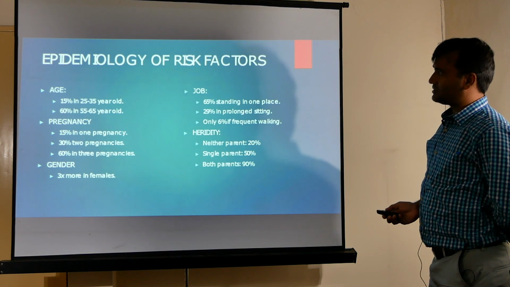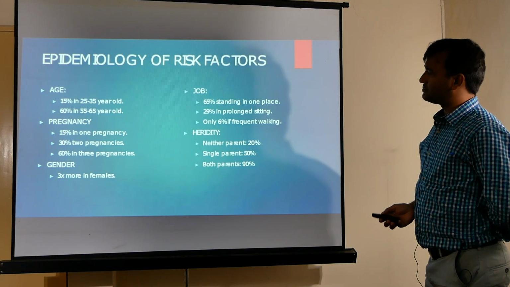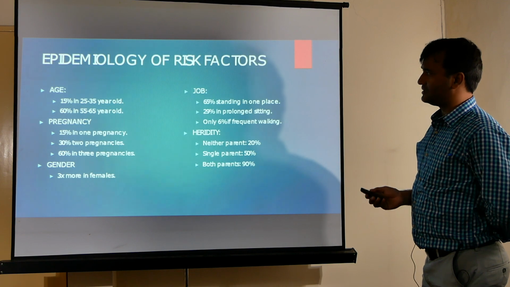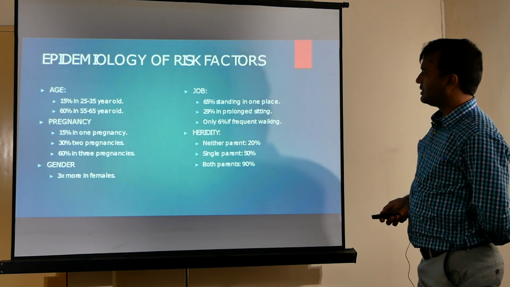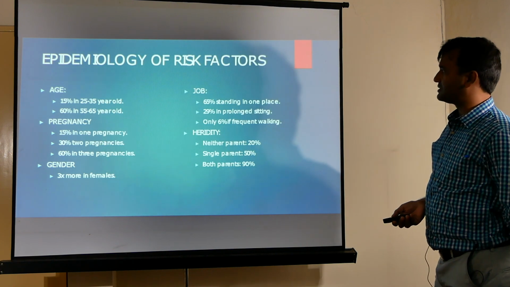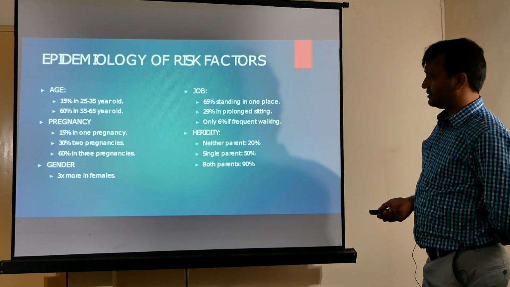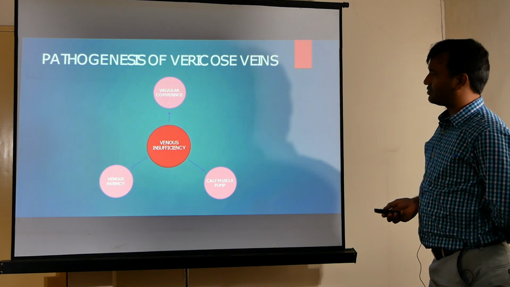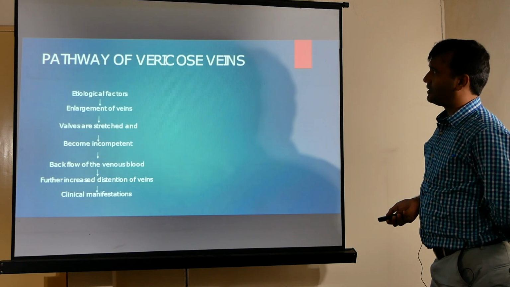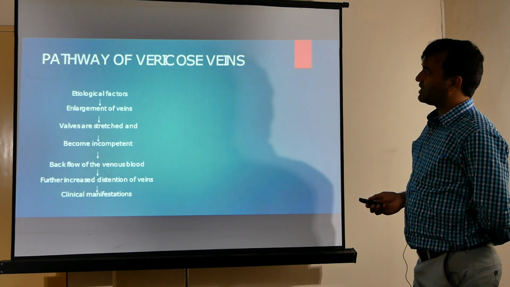Some epidemiological factors which precipitate varicose vein are age, pregnancy, and gender, three times more common in females, the job, prolonged standing in one place and prolonged sitting. Hereditary is also a contributing factor. The pathogenesis of varicose vein is shown in this slide. Now we will go through the pathway of varicose vein.